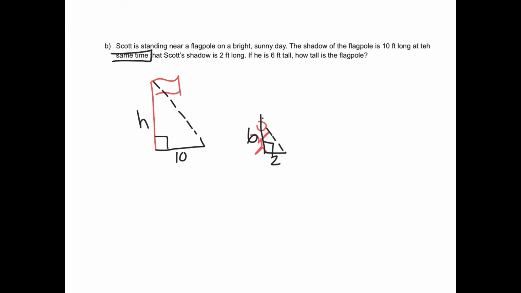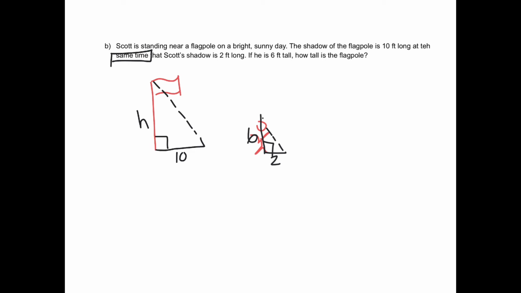So let me do a quick drawing. These pictures represent the flagpole and Scott, and then the length of their shadows with their heights. And the height of the flagpole is what we are missing, so I labeled that an H. Now, what we do have here are two right triangles. They are similar because they are happening at the same time, and that's why this part is mentioned, because if they weren't at the same time of day, then the shadows are going to be different lengths.